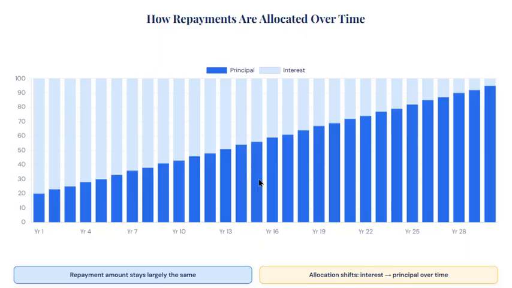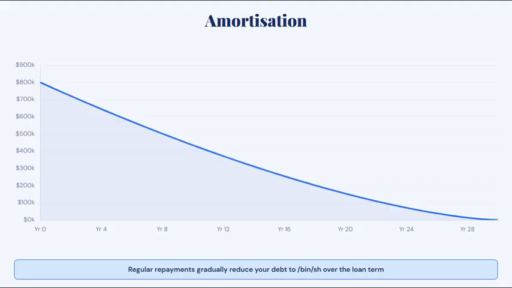In the early years, a larger portion of each repayment goes toward interest. A smaller portion goes toward reducing the principal. Over time, this gradually shifts. As your loan balance falls, less interest is charged, and more of each repayment goes toward paying down the debt. This process is called amortization. Amortization is the gradual repayment of a loan through regular scheduled repayments over the loan term.